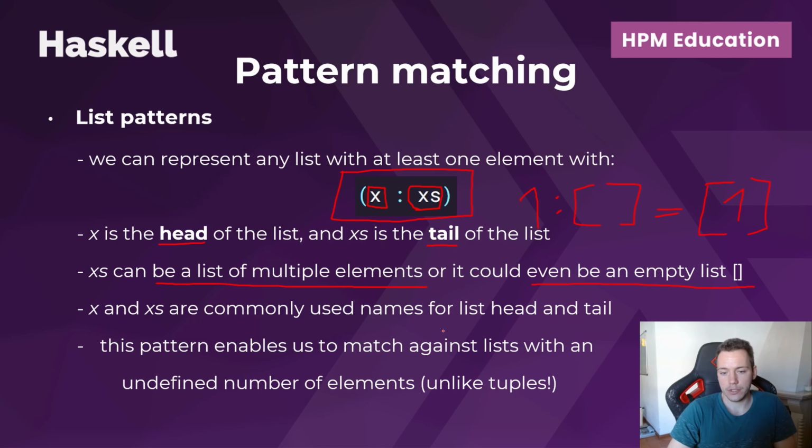X and XS are commonly used names for the list head and tail. And this pattern enables us to match against lists with an undefined number of elements. In other words, when we use this pattern, we don't really know how many elements XS has, and we don't really care because we are creating patterns, right? So this will become very important when we get to recursion in Haskell, and that will be in part 5 of the series.